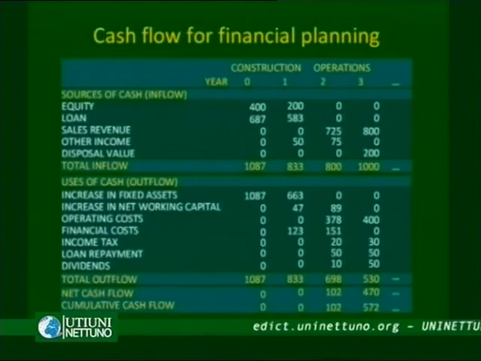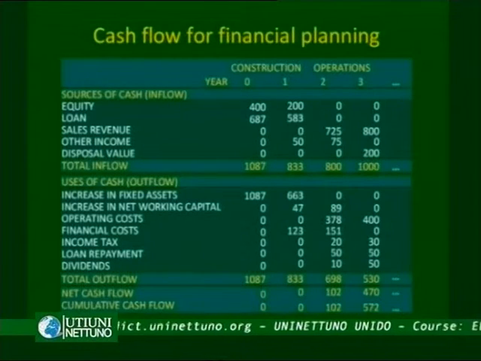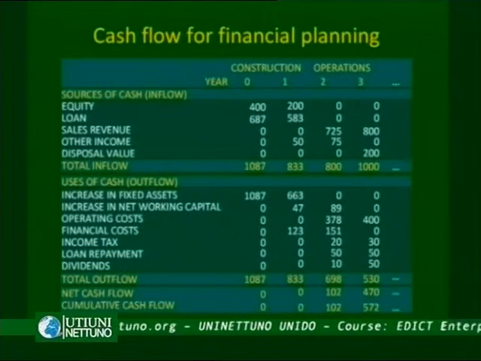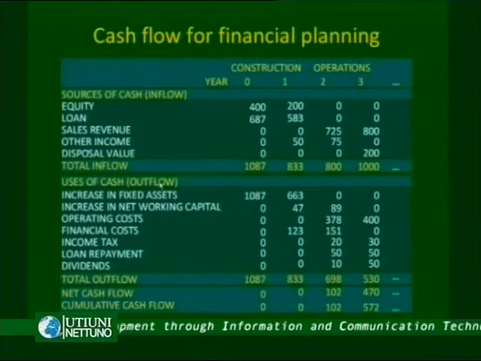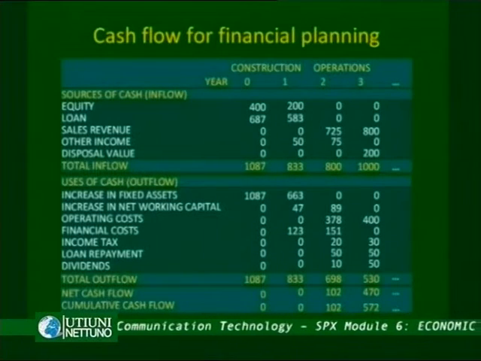So let's start from the first type, that is cash flow for financial planning. Here, as you can see, the document is divided into two sections. The sources of cash, what we define as inflows, are the positive cash flows that are generated within the life of a project. And then we have another section that is the uses of cash, or outflows, that reflects all the outflows that are generated by a project in a given year of its life.